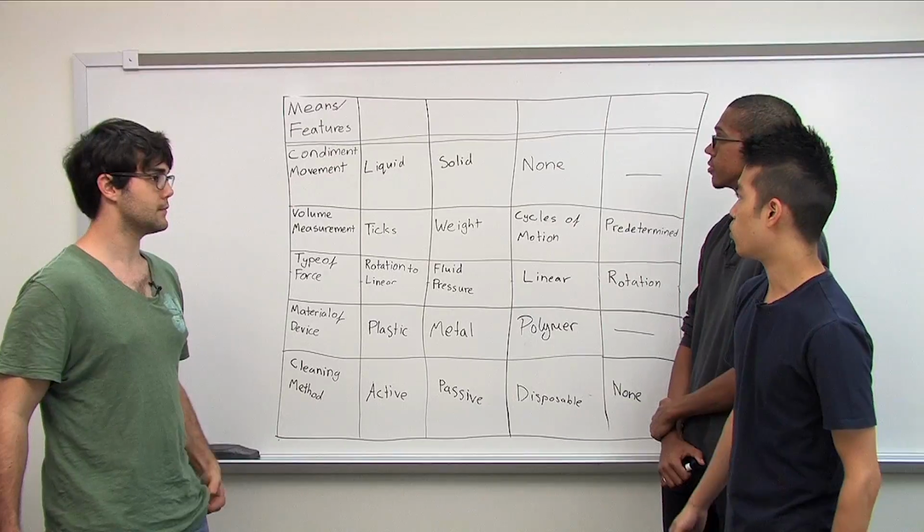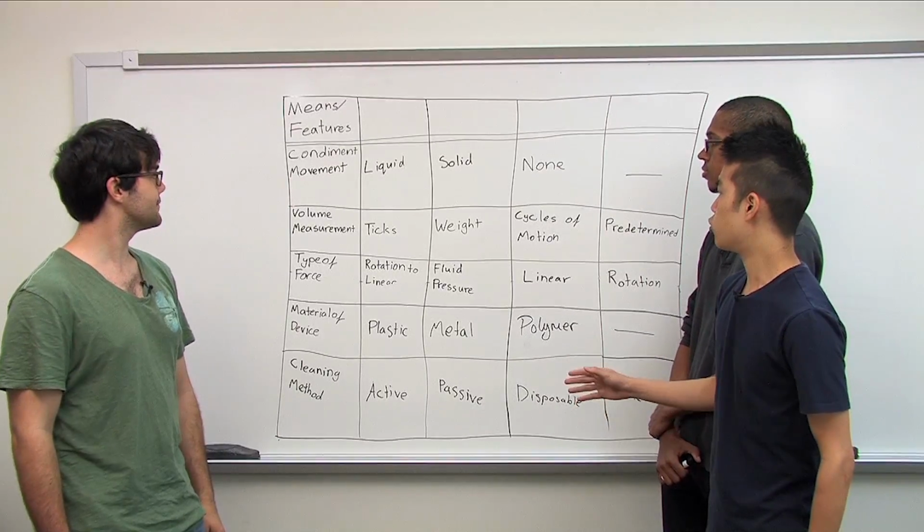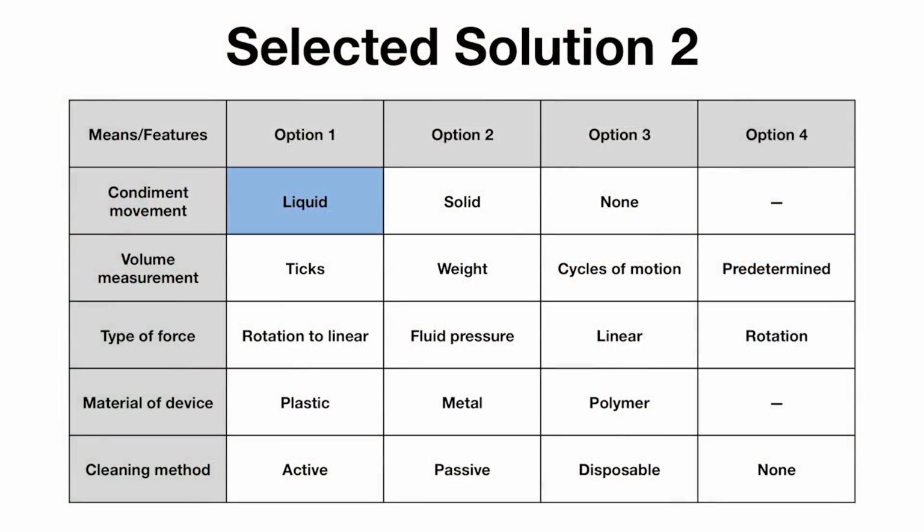Another idea that we had was the keg idea, which would have liquid movement, and the volume measurement would be in cycles of motion, or how many pumps that you give it in order for the fluid to move out. As for the type of force, it would be both linear and fluid pressure again, because you're linearly moving the pump back and forth, as well as having fluid move via pressure.